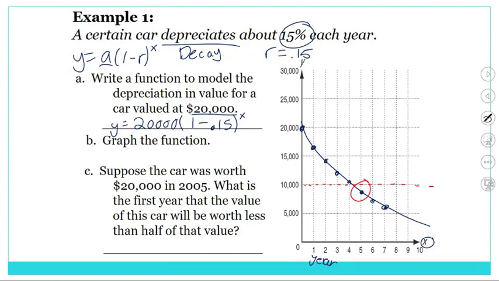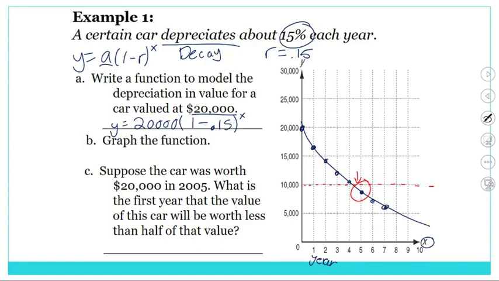Now technically it does look like it drops below a little bit before it reaches that mark, but in terms of answering this question, it's looking for a whole number year where I know it's less than $10,000. And the correct answer there would be 5. The 5th year is the first year it would be below 10,000.